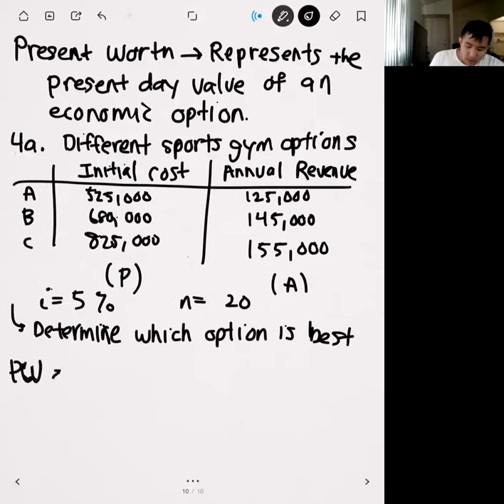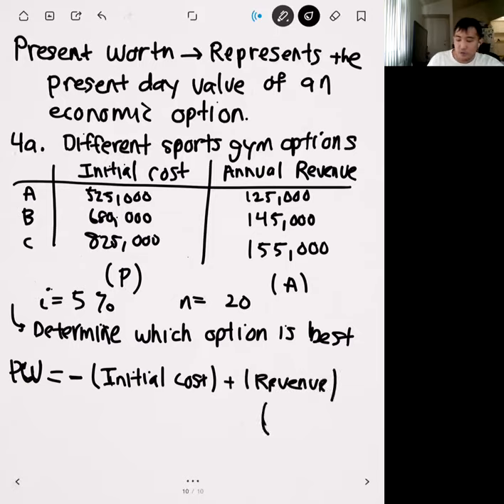Okay, and so the present worth of an option will just be, remember, we're converting everything into a P. We have two cash flows. The first one is our initial cost, so we have minus initial cost. Then to that we're going to add our revenue. But since our revenue is a uniform series, we need to apply a conversion in order to bring this into present day terms. So this is going to be P over A, with 5%, and then 20.